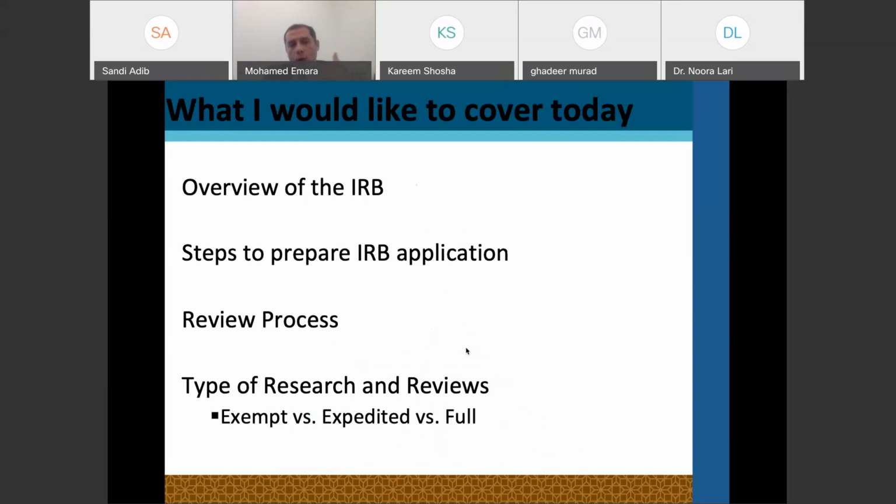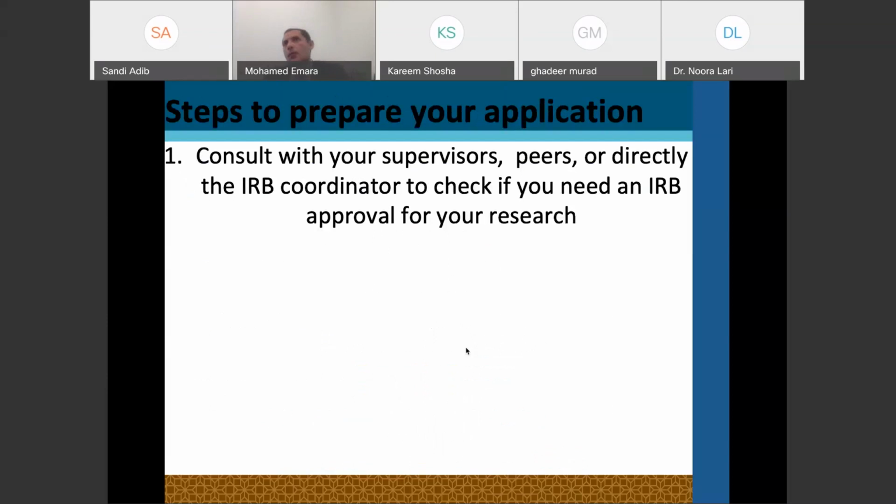Now let's walk through the steps needed to prepare your IRB application. First, my advice to you is to consult with your supervisors, peers, or with the IRB itself to check if you need an IRB approval for your research or not. Usually, my advice is to go to the IRB office and check with them. And I will insist on this in my coming slides. Your supervisors, peers, and experienced people also help you to understand the position of your application.